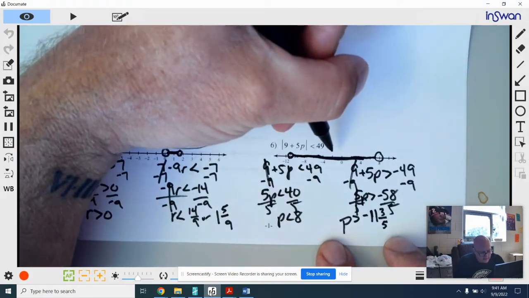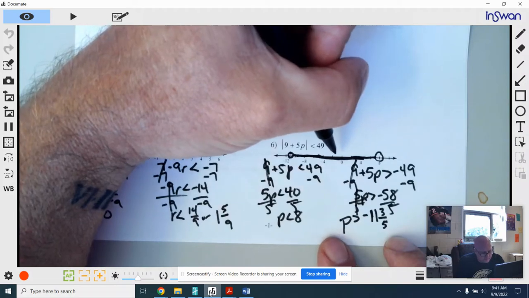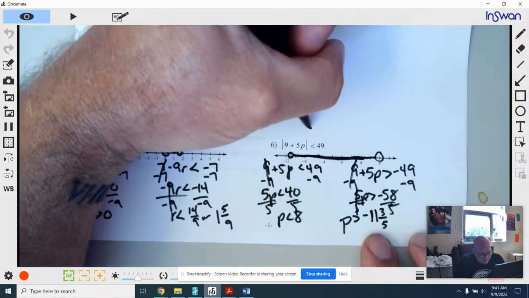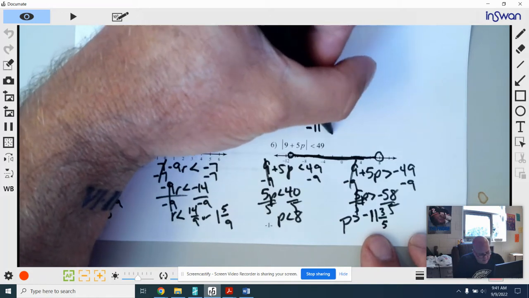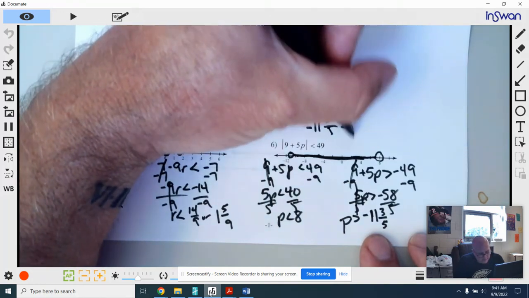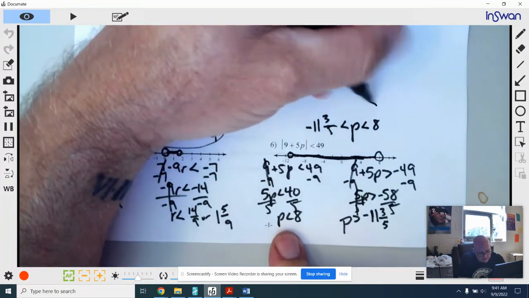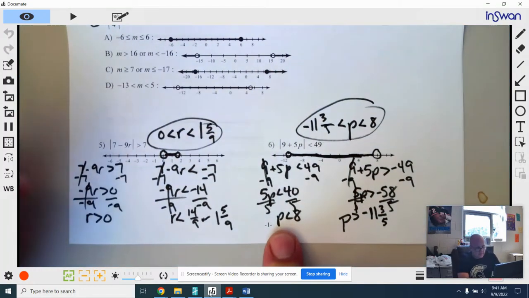Again, this is an and graph. So I'm going to go ahead and place these two pieces together. So take my smallest number, negative 11 3/5. Say less than p, which now put this piece in there, less than 8. And there's our final answer.